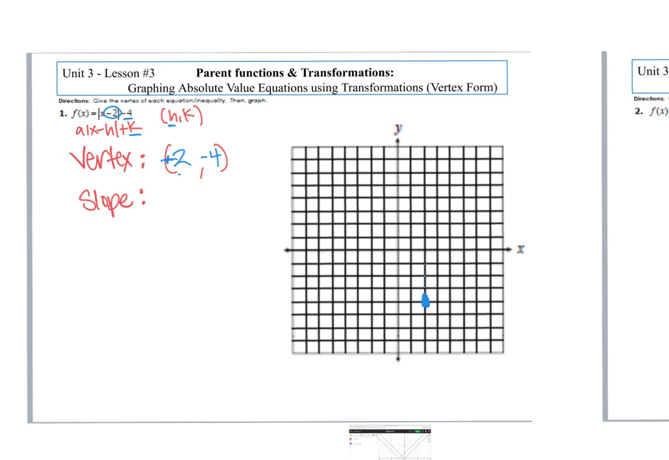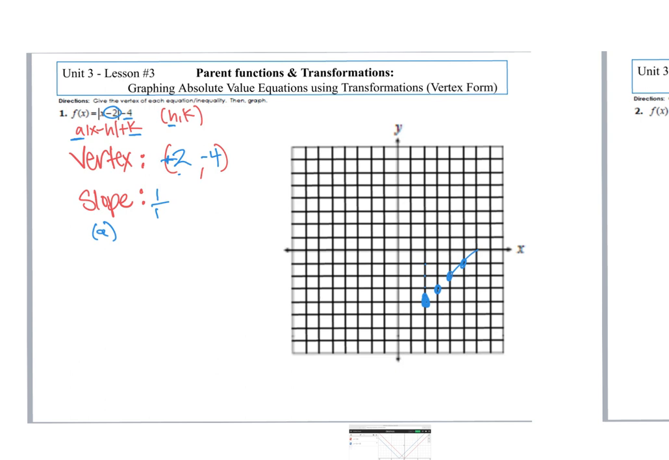Now, slope is the a value. It is represented by the number that is out in front of the bars. And notice I don't have one, so that means I have a slope of 1, and then we could put that over 1. And that's moving to the right. So as I move to the right, I'm going to go up 1, right 1, up 1, right 1, up 1, right 1.